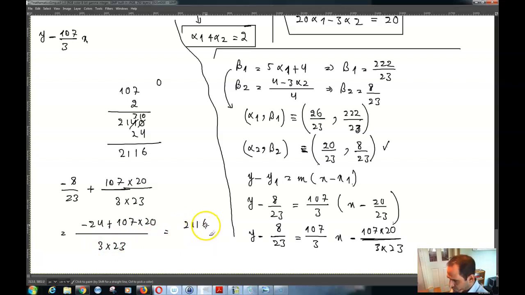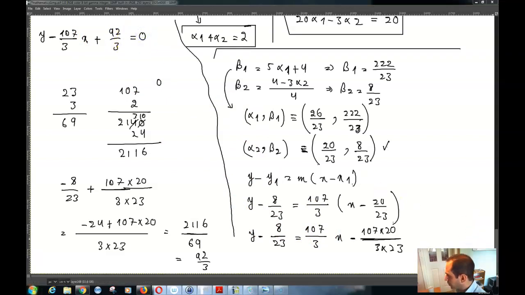Now 3 times 23 is equal to 69. I don't even know if that's divisible by any chance. 2116 divided by 69. My calculator tells me 92/3. So I can write this as positive 92/3 is equal to 0.